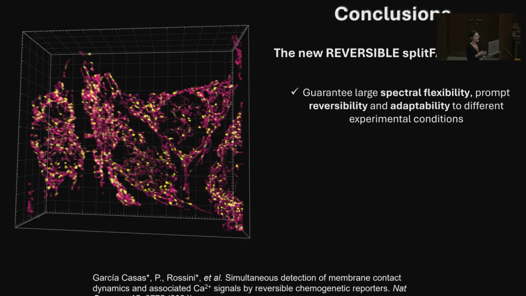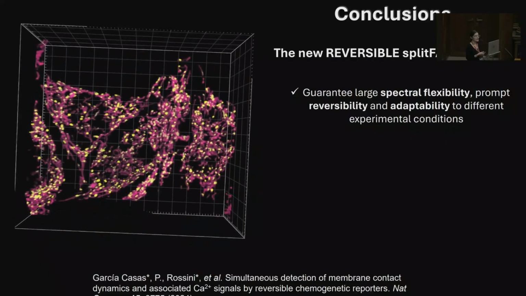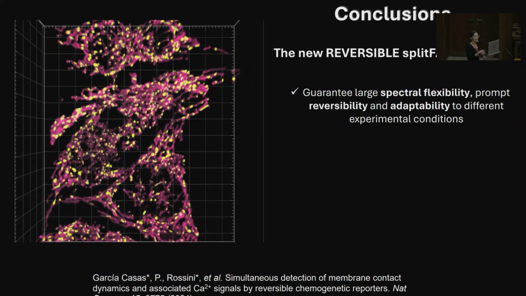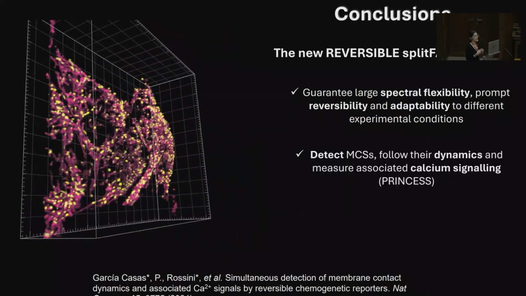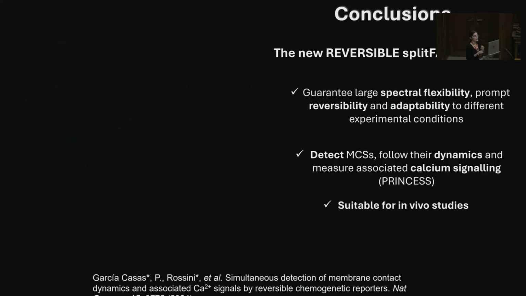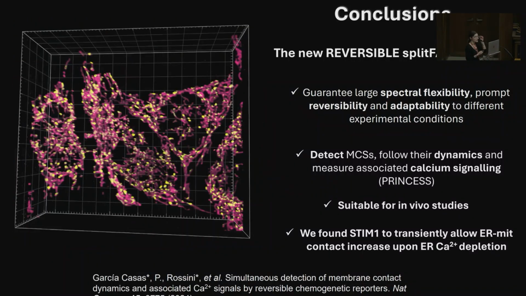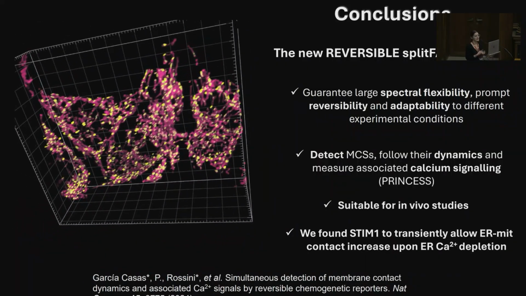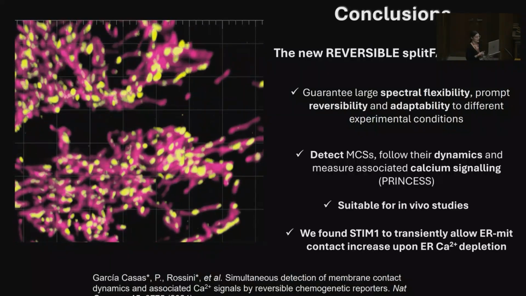So, concluding, our new probes have very high spectral flexibility, reversibility, and adaptability to different experimental conditions. They follow the dynamics of contact sites, and they can also measure the associated calcium signaling if you use PRINCESS. They are suitable for in vivo studies, and this reporter permitted us to see a new mechanism that involves STIM1 in the transient increase in ER mitochondria contact sites upon ER calcium depletion.